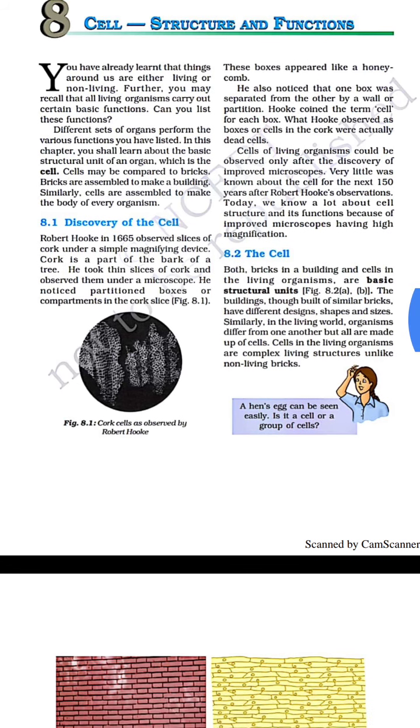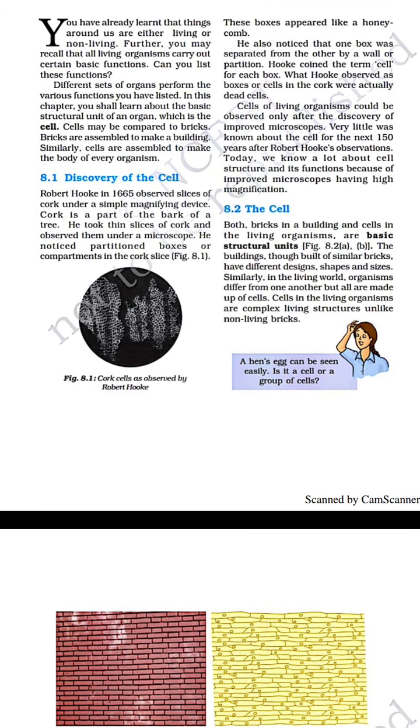Okay, so they used just a simple magnifying device and tried to see the part of the bark of the tree, that is the cork, and the thin slices of the cork. And what he observed, when he kept this cork, that is the thin slice of cork from the bark of a tree, under the microscope, was that this cork was divided into small boxes or small compartments, right?